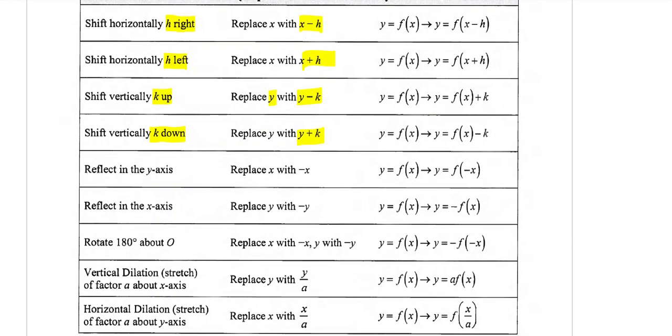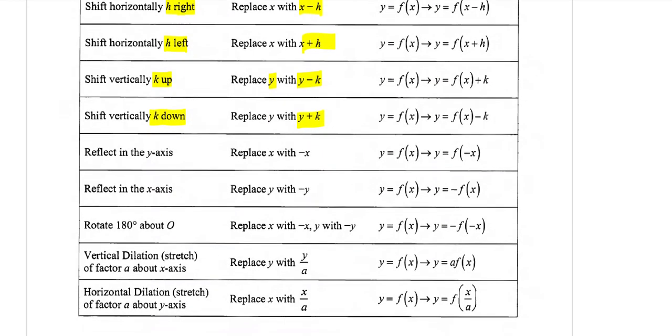If you're going to reflect something in the y-axis, you replace x with negative x. If you're reflecting in the x-axis, so from up here to down there, we're replacing y with negative y. We can do a full 180 rotation, which is the same as replacing x with negative x and y with negative y, reflecting both of them.